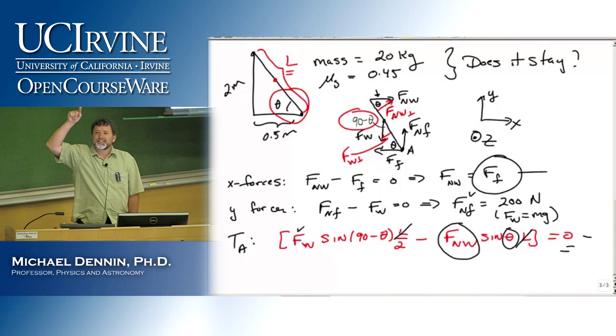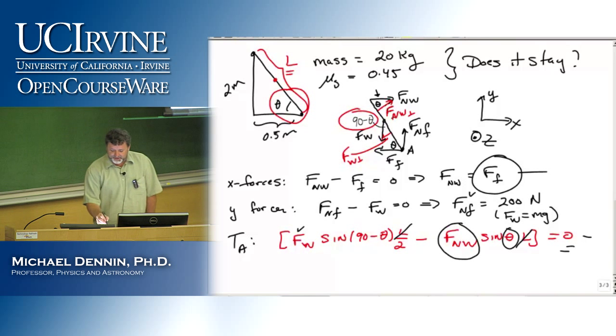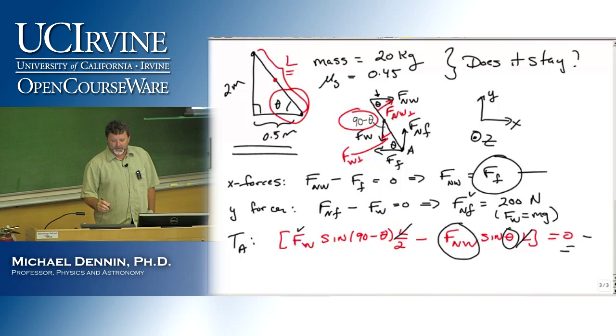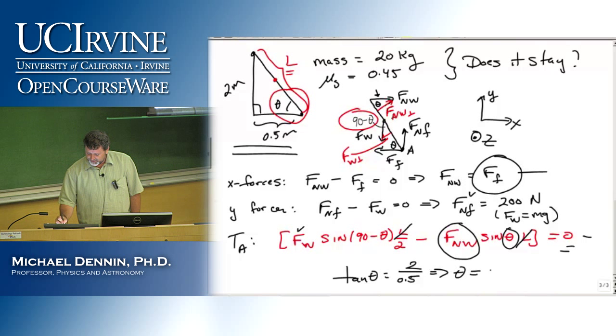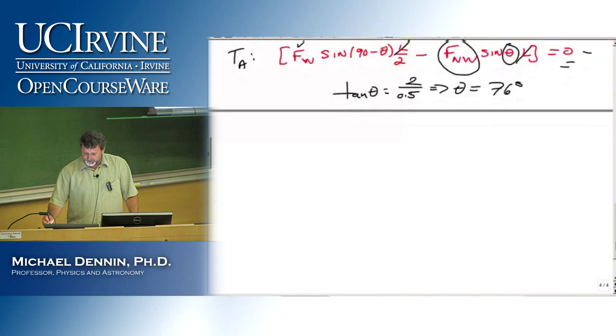Yes? I use the tangent. Notice I have a triangle over here. And this is why, once again, I say trig is the most important math in this class. Right? So the tangent of theta is 2 over 0.5, which tells you that theta is 76 degrees. And now I have enough to put everything together.